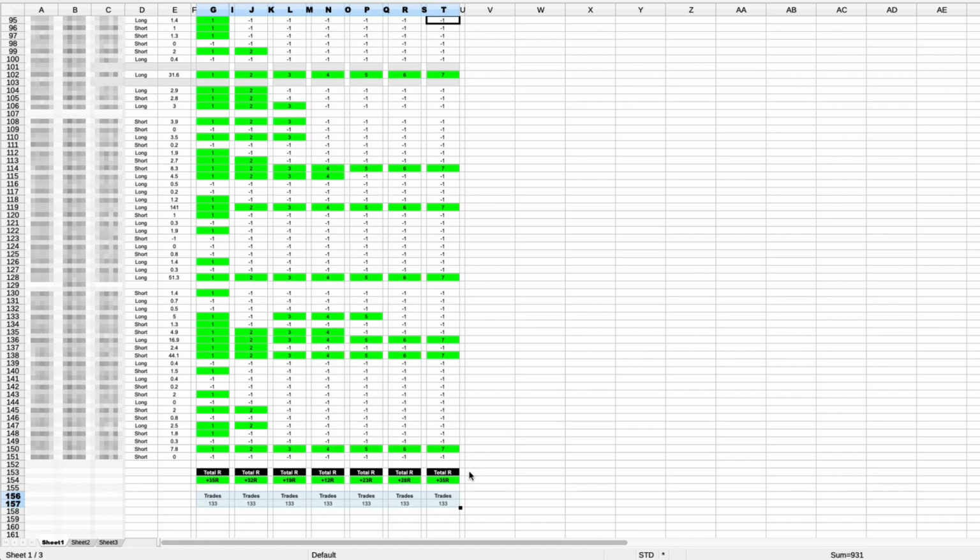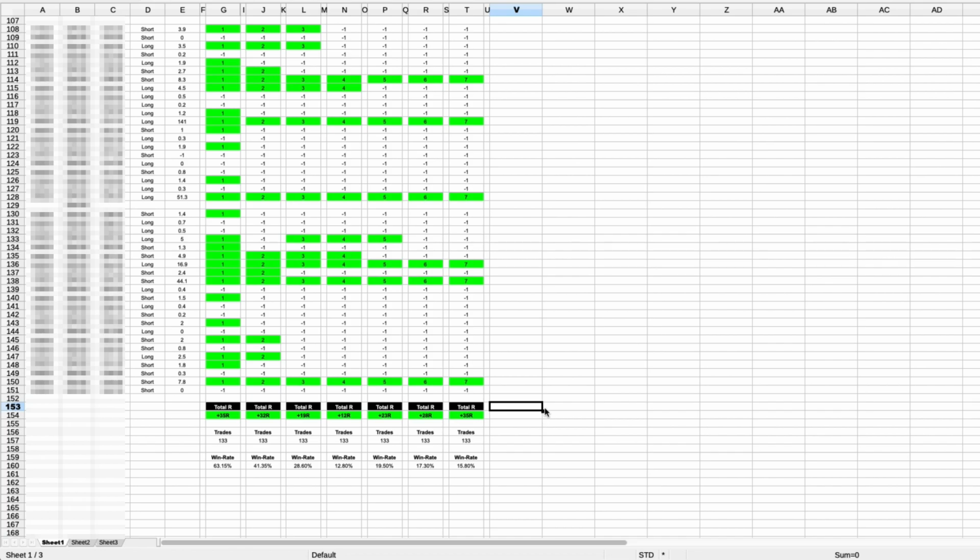So let's take a look at win rate together. 133 trades taken within this sample size. And down here we can see the win rates for each target. Now again, as you'd expect, a lower target comes with a much higher win rate, which in this case is 63.15%. What's quite interesting is typically smaller targets come with a lower yield, but again, it varies from edge to edge, and it will also vary from market to market too.